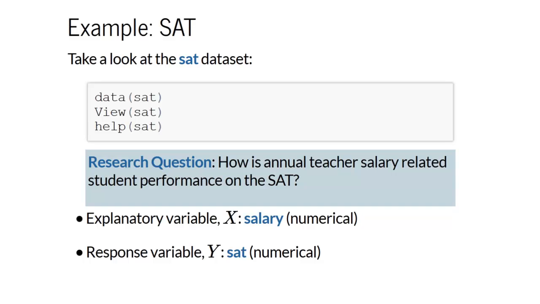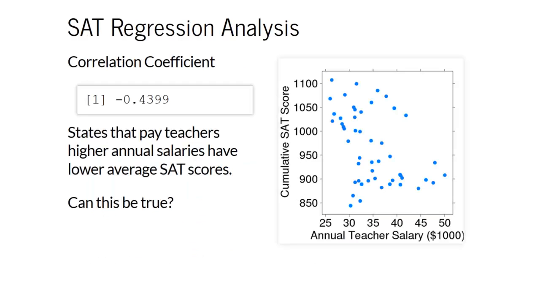Salary is a numerical variable that represents a state's average annual teacher salary. SAT is also a numerical variable that represents a state's average cumulative SAT score. When we look at the aggregate data to observe the relationship between annual teacher salary and cumulative SAT score, we see that we have a negative association between these variables. In other words, it appears that states that pay their teachers more have lower average SAT scores. How is this possible?